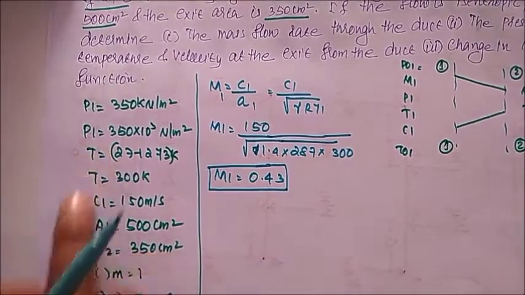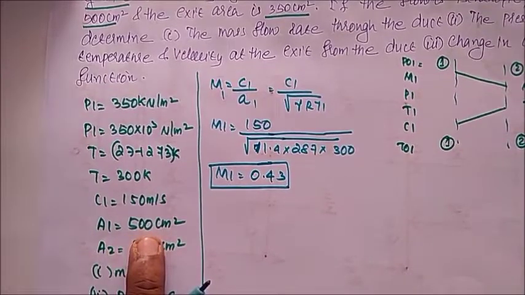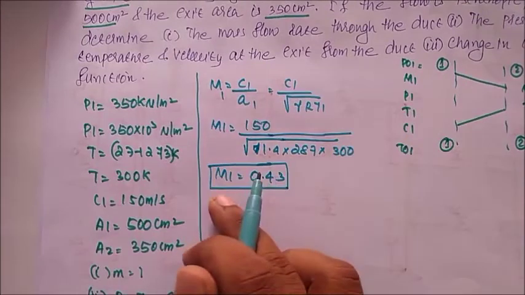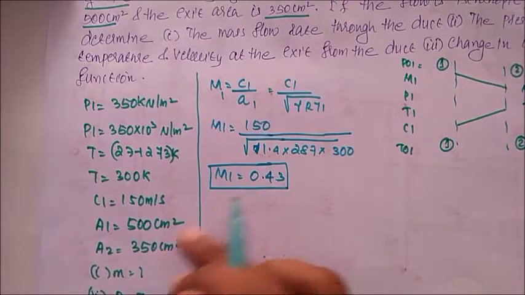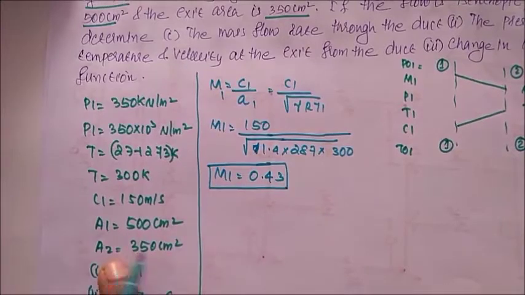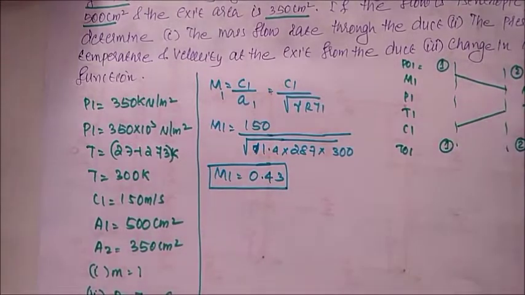We know A1, that is A1 = 500 cm². Then we have to find out the value of A star. M1 = A1 divided by A star, corresponding to which we find out the value of A star. Then the value of A2 is given in the question; A2 by A star, corresponding to that we find the value of M2. It is the same value as we did earlier, right?